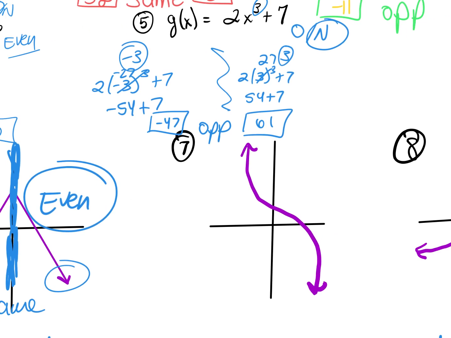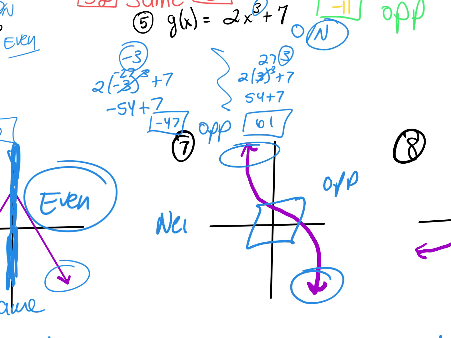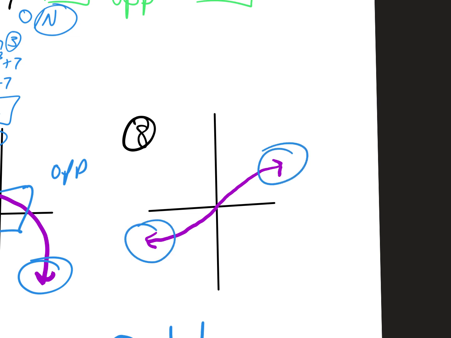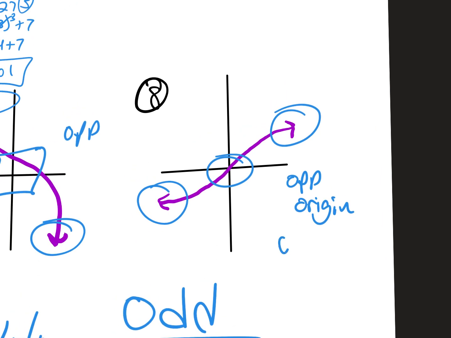I look at 7. Look at the arrows. Are they in the opposite directions? Yep, great. So this could be an odd function. Does it pass through the origin? No. So this is a what? Neither. Has to do both things, kind of like our perpendicular slope. Has to be negative, or opposite should say, and the reciprocal. Can't just be one. It's got to be both. So now I look here. Arrows are going in opposite directions, yes. Does it go through the origin? Yes. So this is odd.